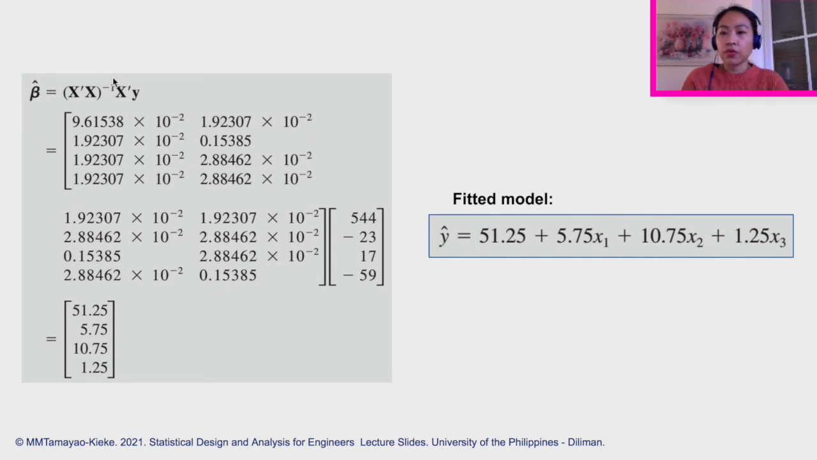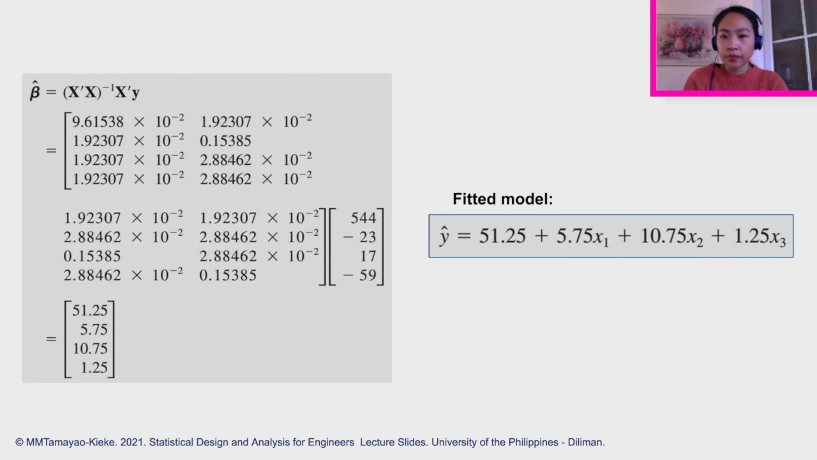And this is equal to, again, this expression here, using what we got for these matrices. We would have this 4 by 1 matrix for beta hat. Therefore, the fitted model is 51.25 plus 5.75 x1 plus 10.75 x2 plus 1.25 x3. It's not so different from the previous fitted model.